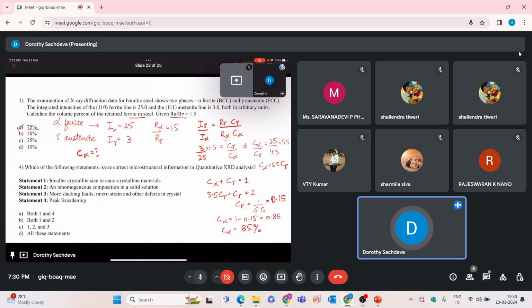Yes, simply use this ratio formula which we discussed in today's class, and using this formula where C alpha plus C gamma will be equal to 1. Just simply put the values in this equation. Then I got this 85%. It is closest to this.